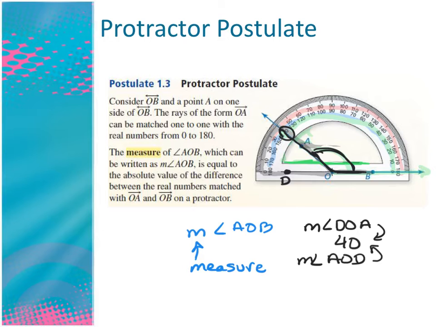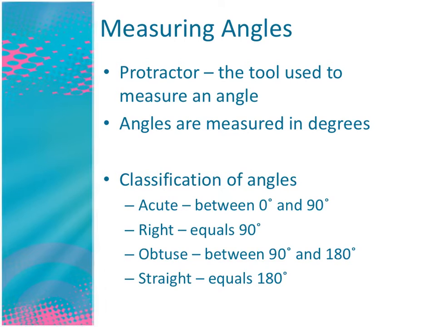Let's try the next slide. So when you measure angles, the tool that you would use would be a protractor. Again, we will not be measuring angles with a protractor. You'll be given either an expression for the angle measure or actually what it measures. Angles are always measured in degrees, and we have different classifications for angles. There's 4 different names here.